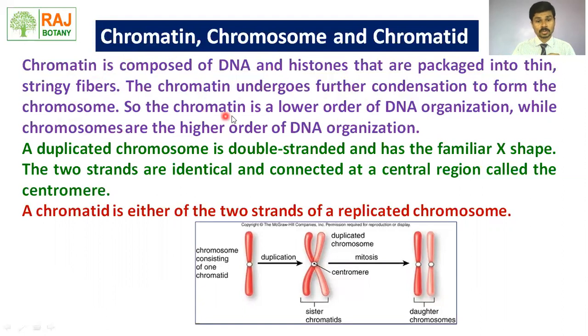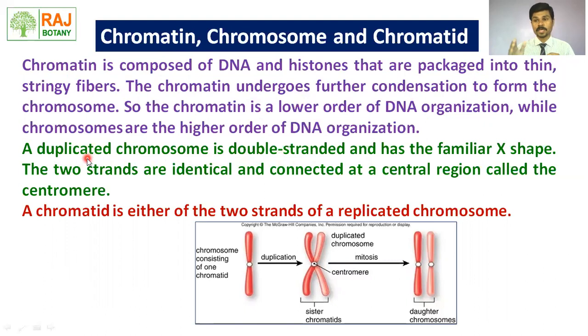So chromatin is a lower order of DNA plus histone protein organization, and chromosomes are a higher order of DNA organization. Very important point: after the coiling and condensation of the chromatin, the chromosome gets formed. A duplicated chromosome is double stranded.